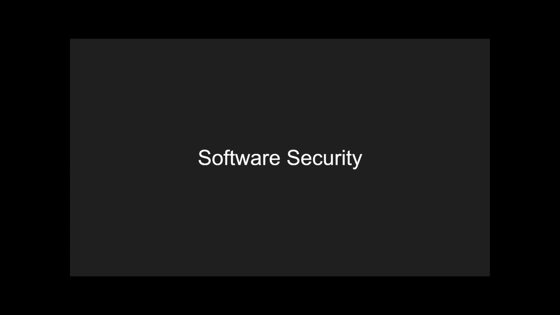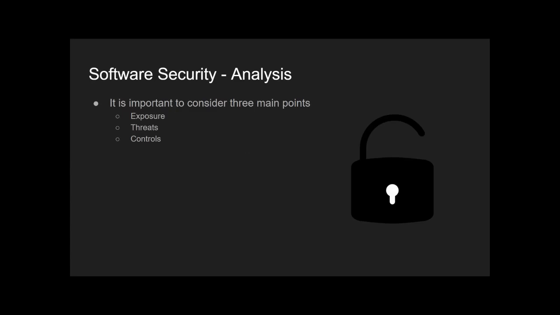Now we're moving on to the final topic, which is software security. Software security is important because it lets your users know that they can trust your program and trust their information in the hands of your program. In order to do this, it is important to consider three main points: exposure of data, the types of threats that your software may encounter, and controls that you can put in place to prevent any insecurities.